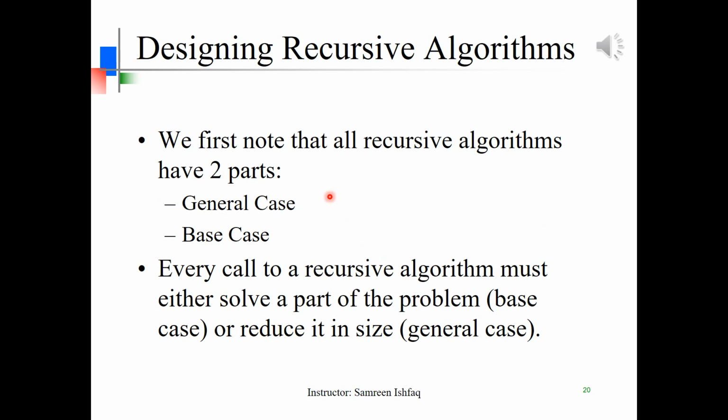So now the question is how one can design their own recursive algorithm. To do that, you need to take care of two parts. One is the general case or generic part, a part that reduces the size of the problem, and the other is the base case, a part that solves one part of the problem. Every call to a recursive algorithm must either solve a part of the problem, the base case, or reduce it in size, that is, the general case.